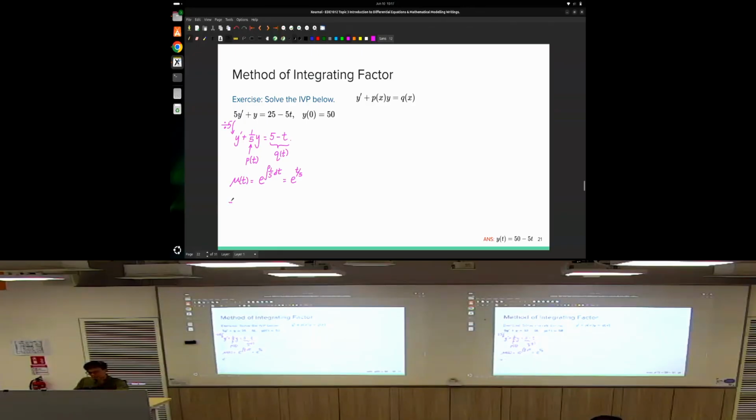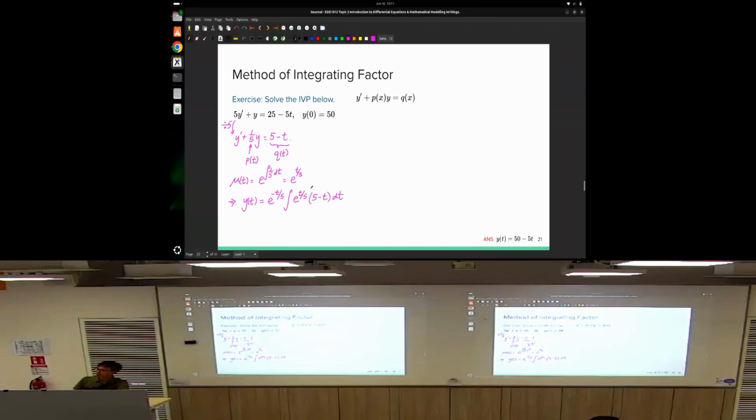Then just sub the mu into the general formula. So y of t equals, 1 over mu first. So I straight away write e to the minus t over 5. Okay? Then integrate e to the t over 5 times 5 minus t dt. So of course, this is what?